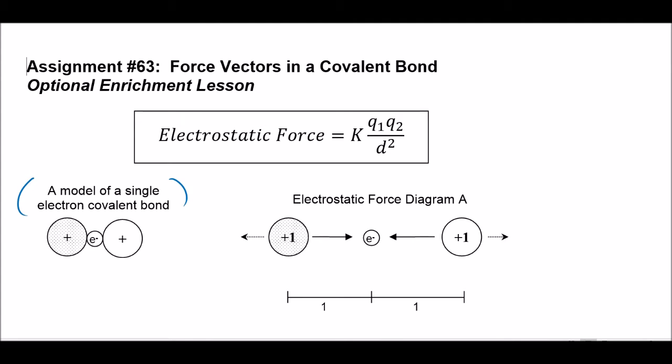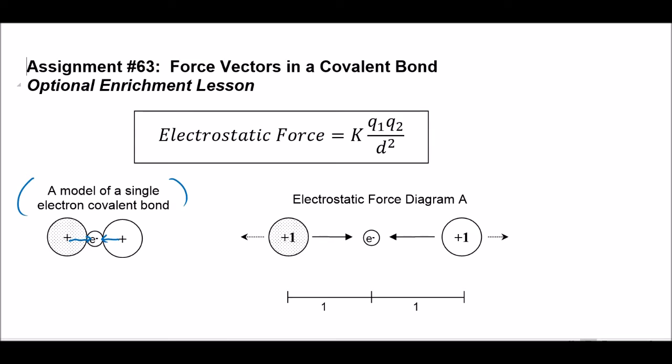What you should see is that there's a force pulling this nucleus toward the electron. It's an attractive force. There's a force pulling this nucleus toward the electron. It's an attractive force. Those forces hold this together as a bond.